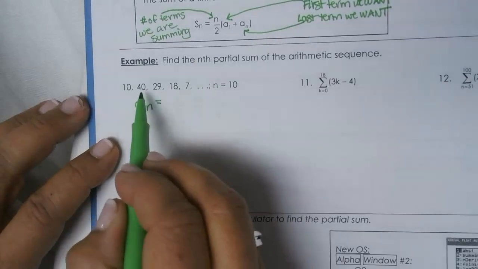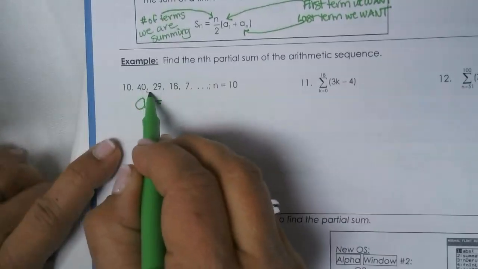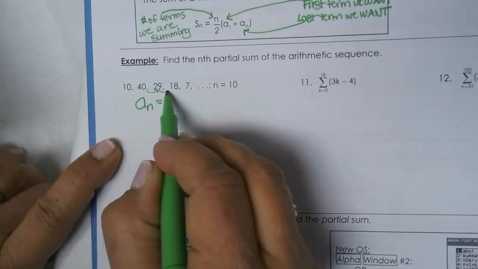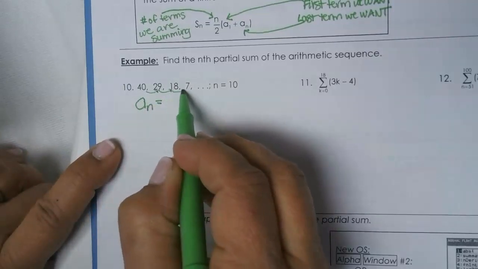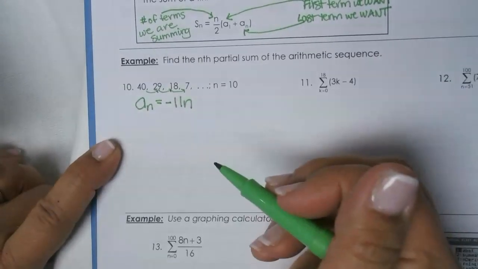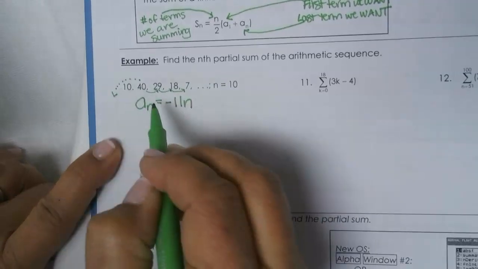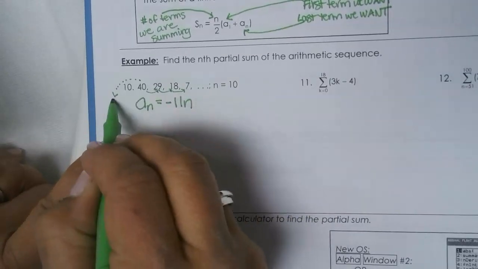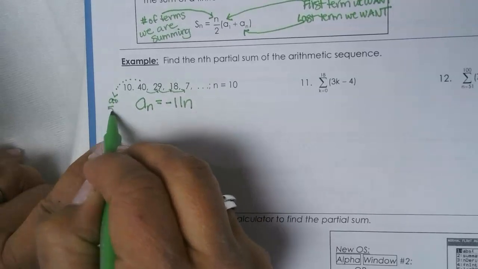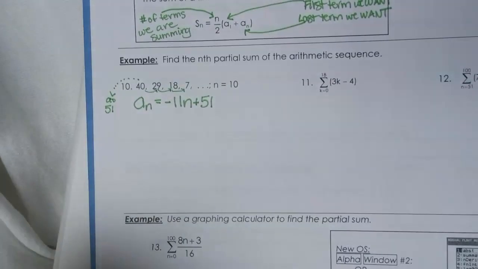And remember, we've written explicit rules for the sequences before. So here I'm subtracting 11, subtracting 11, subtracting 11. So my rule is going to involve negative 11n. And then if I think about working backwards, I'd add 11 and I'd get that my a sub 0 term is 51. So that's my rule.